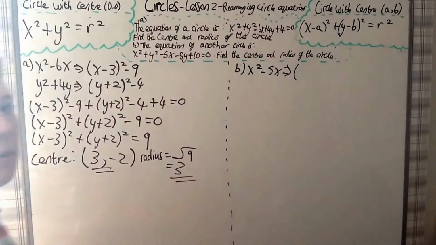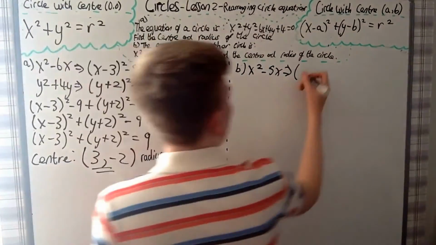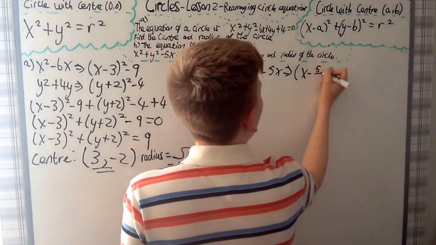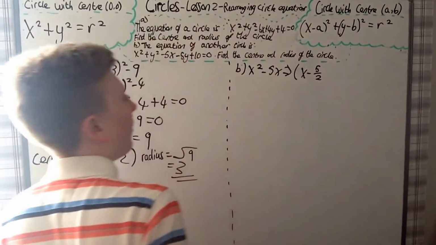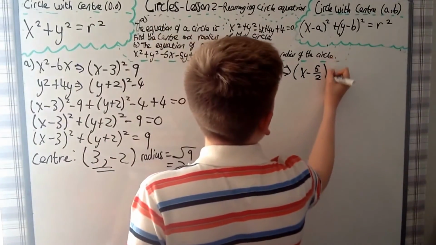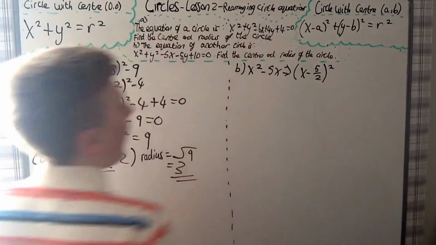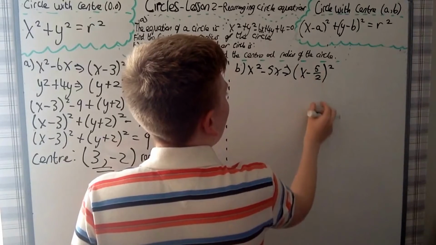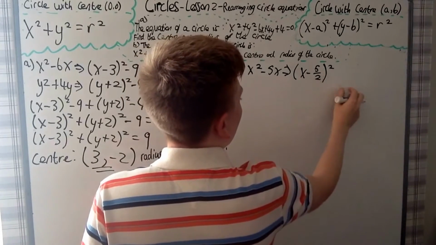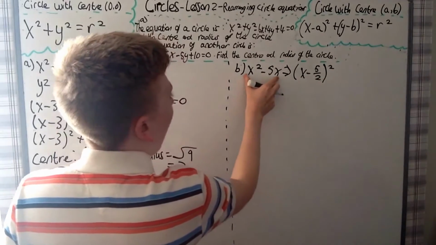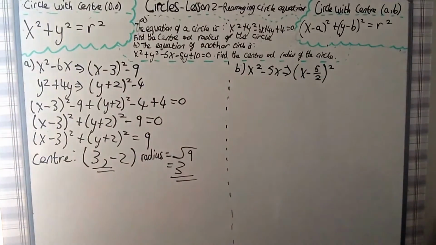When we complete the square, we halve the coefficient of x. So we get x minus, because it's a minus here, and we halve 5, which is going to be just 5 over 2 as a fraction. Then we square this, and then again, we have to subtract whatever we get when we multiply minus 5 over 2 by itself, because we're squaring it. So we're going to get a constant term, and we don't have one here, so we need to subtract that to get back to 0.